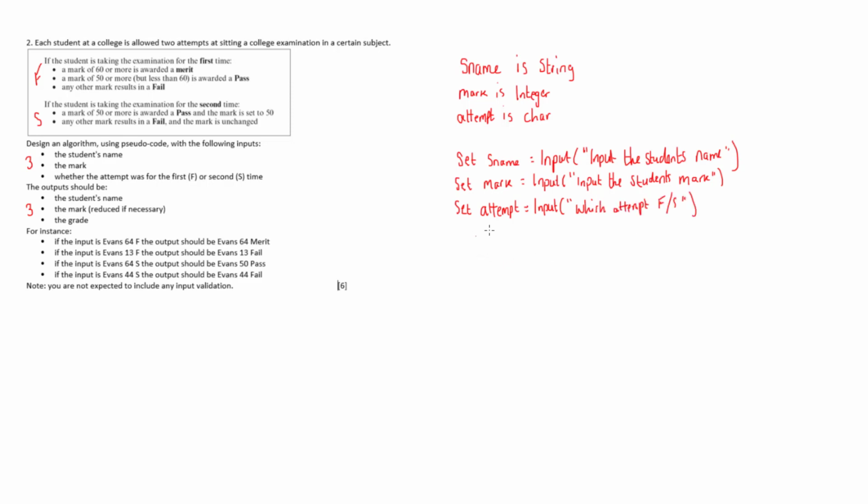Once I've got all my inputs now, the first thing I need to do is work out whether the attempt was an S or an F. So if the attempt entered was equal to the first time, then we're going to carry out the first 3 bullet points. Now, if they don't enter F, then I can assume that it's an S, so I can just use an else and start writing my else part here.